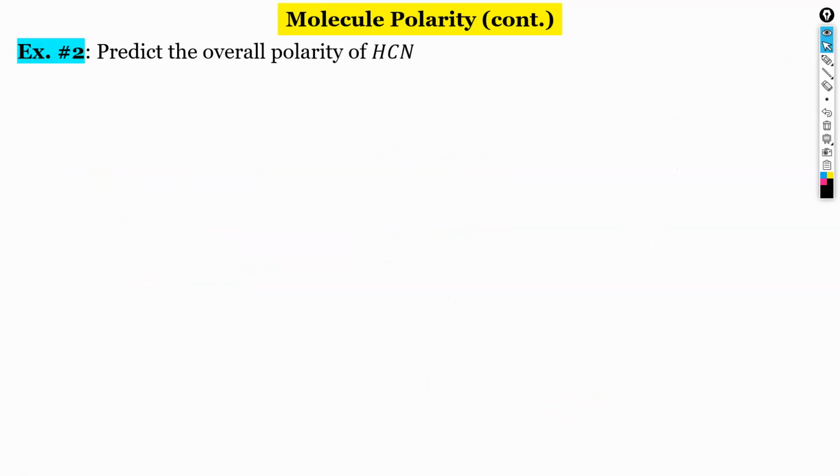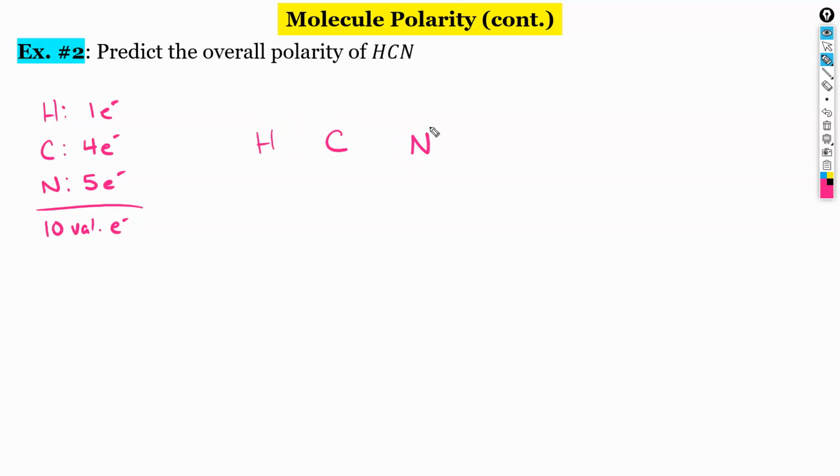Let's take a look at another example. It says, predict the overall polarity of HCN. For this one, we're going to approach it the exact same way. We're going to go a little bit quicker on this one. So we have hydrogen, we have carbon, we have nitrogen. Hydrogen has 1 electron, carbon has 4 electrons, and nitrogen has 5 valence electrons. So we end up with 10 valence electrons. Carbon's the unique atom in this molecule, so carbon's going to go in the middle. Doesn't matter which side the hydrogen and the nitrogen are. Remember, these are 3-dimensional shapes. We can flip it around. So we have 2, 4 bonding.